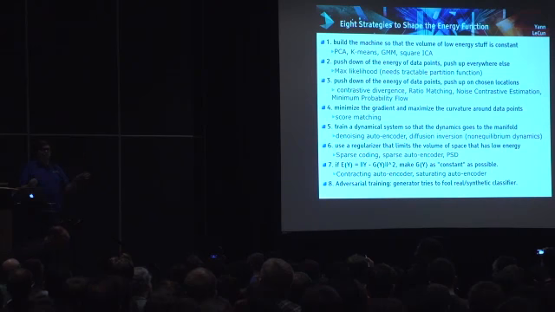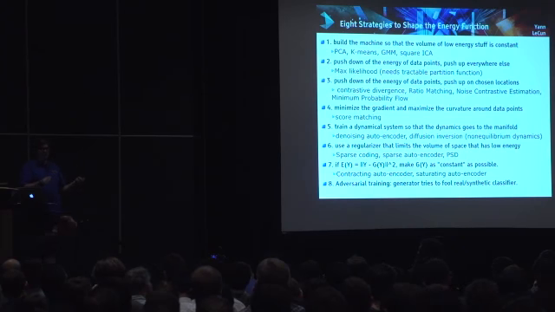That's very easy. The problem is, how do you make sure the energy of other points is higher? And so you have a number of different strategies. The first strategy, of course, is you build a machine in such a way that the volume of low energy stuff is constant. So whenever you give low energy to certain areas, the energy of other areas automatically goes up because there is a limited volume of things that can take low energy.